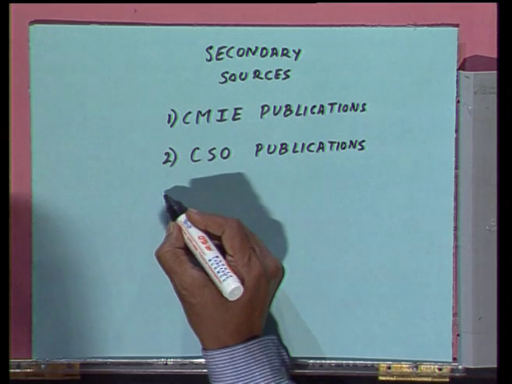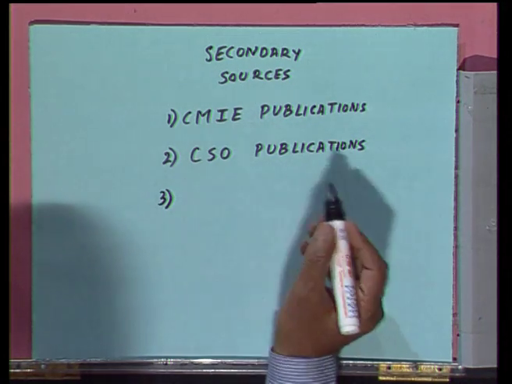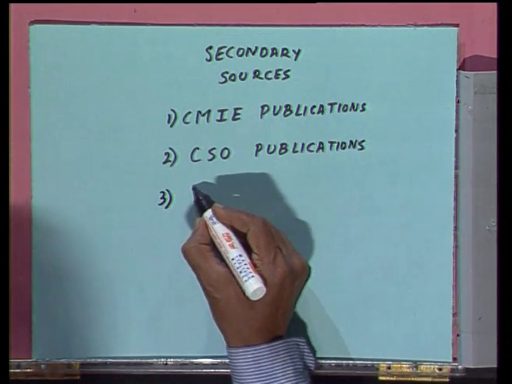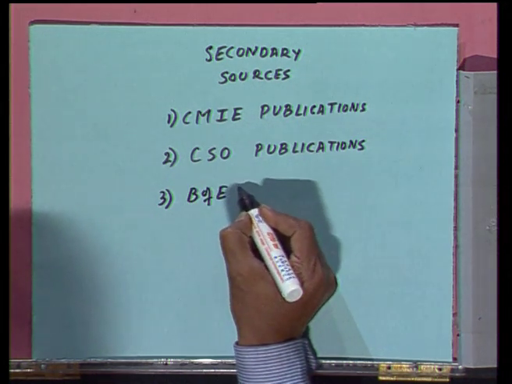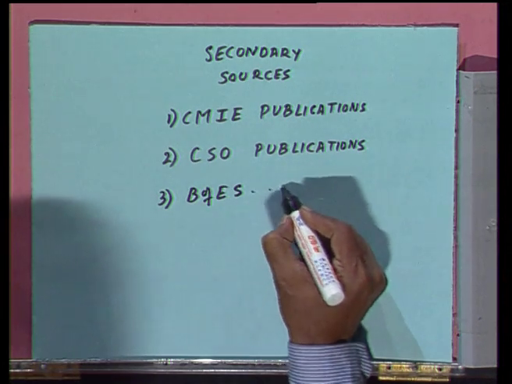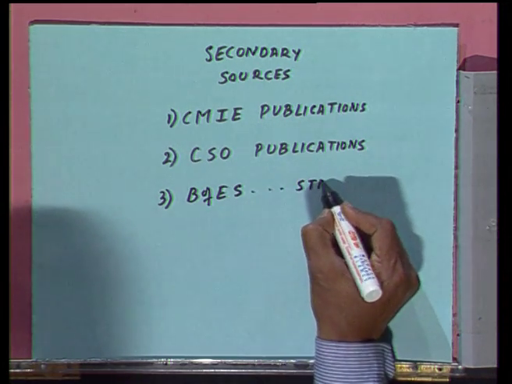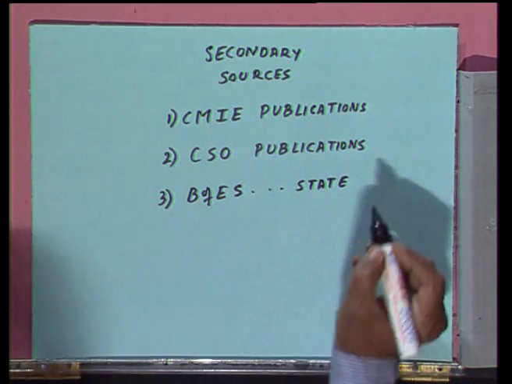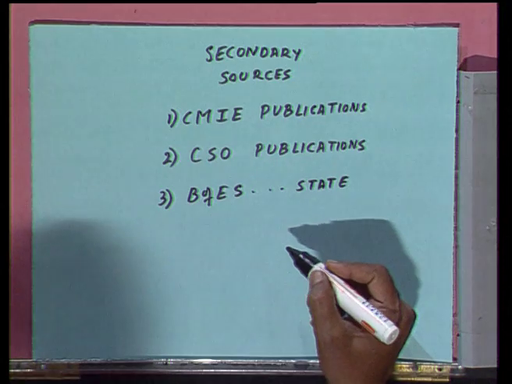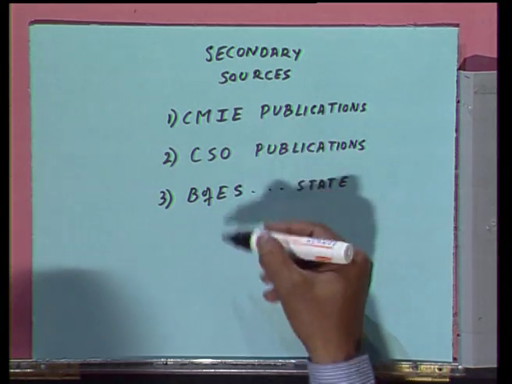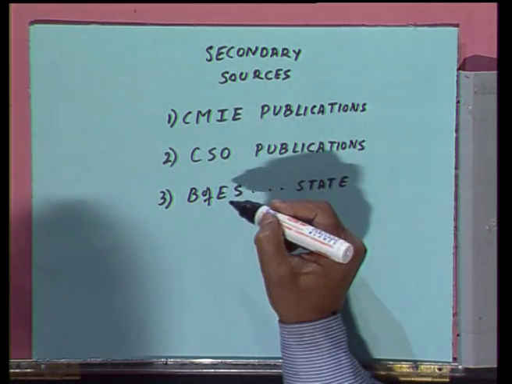If you want a state-wise estimate for demand for the future, then you can use the data obtained from the Bureau of Economics and Statistics of the respective state for which you are estimating the future demand. Now, these are the three main publications from where you should get the past data in order to get a reliable demand forecast, both for consumer as well as industrial product.